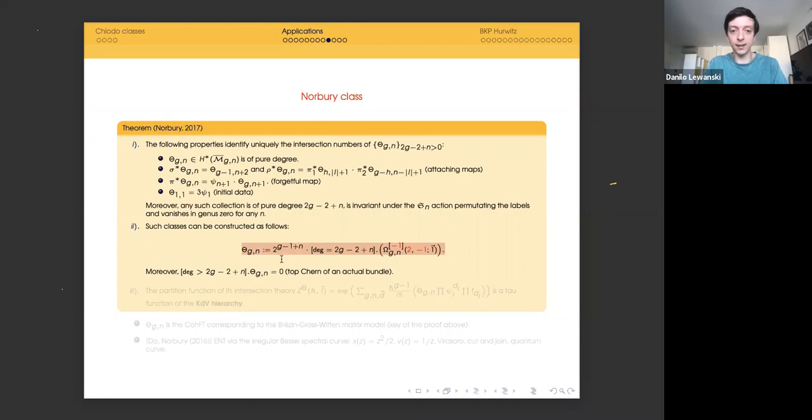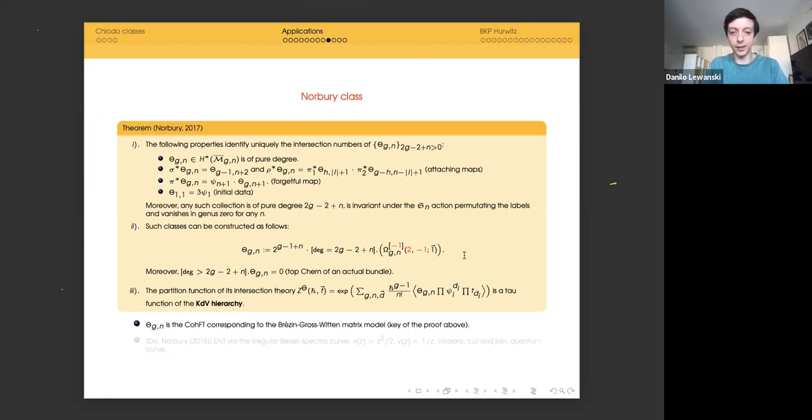In fact, the theta class can be defined, up to some prefactor, to be the homogeneous degree 2g minus 2 plus n part of a Chiodo class for a specific parameterization. So you have to take this degree parameter equal to -1, r equal to 2, and s equal to -1. And you could think, why should I take this degree? But this has a deep geometric meaning, in the sense that this is the top Chern class of an actual bundle. So it makes much more sense to take the top of something. And so this is another application of Chiodo classes.